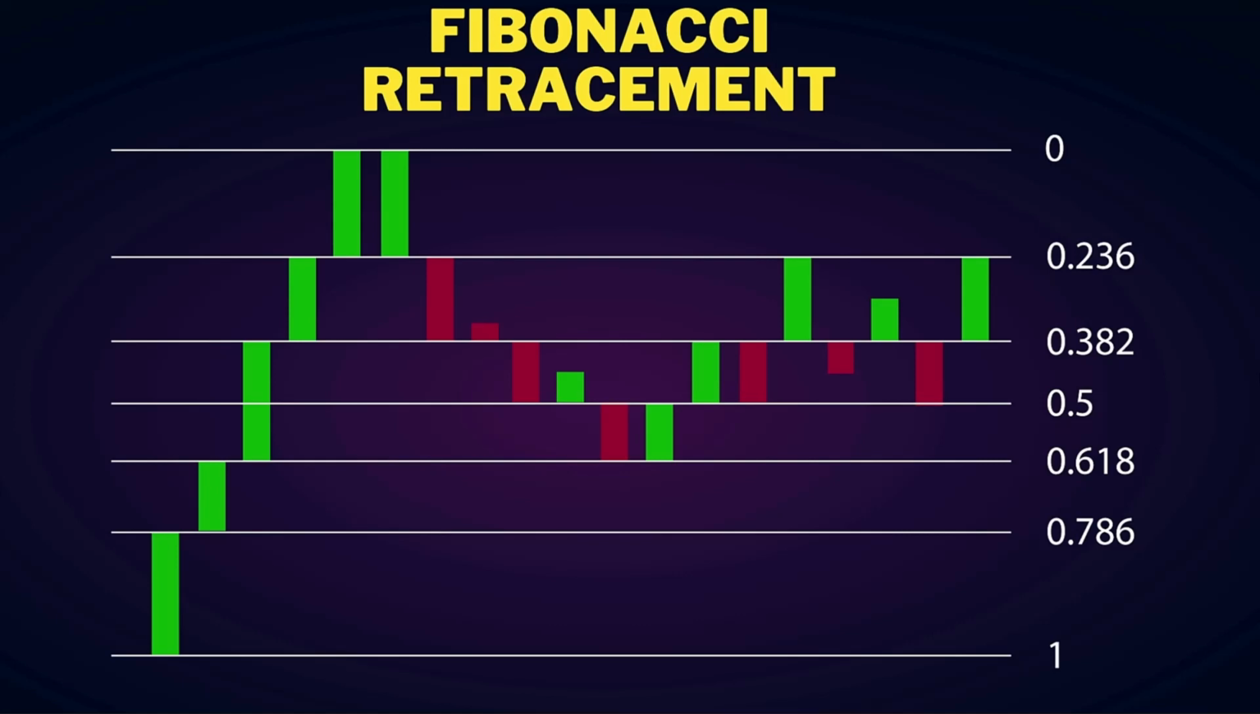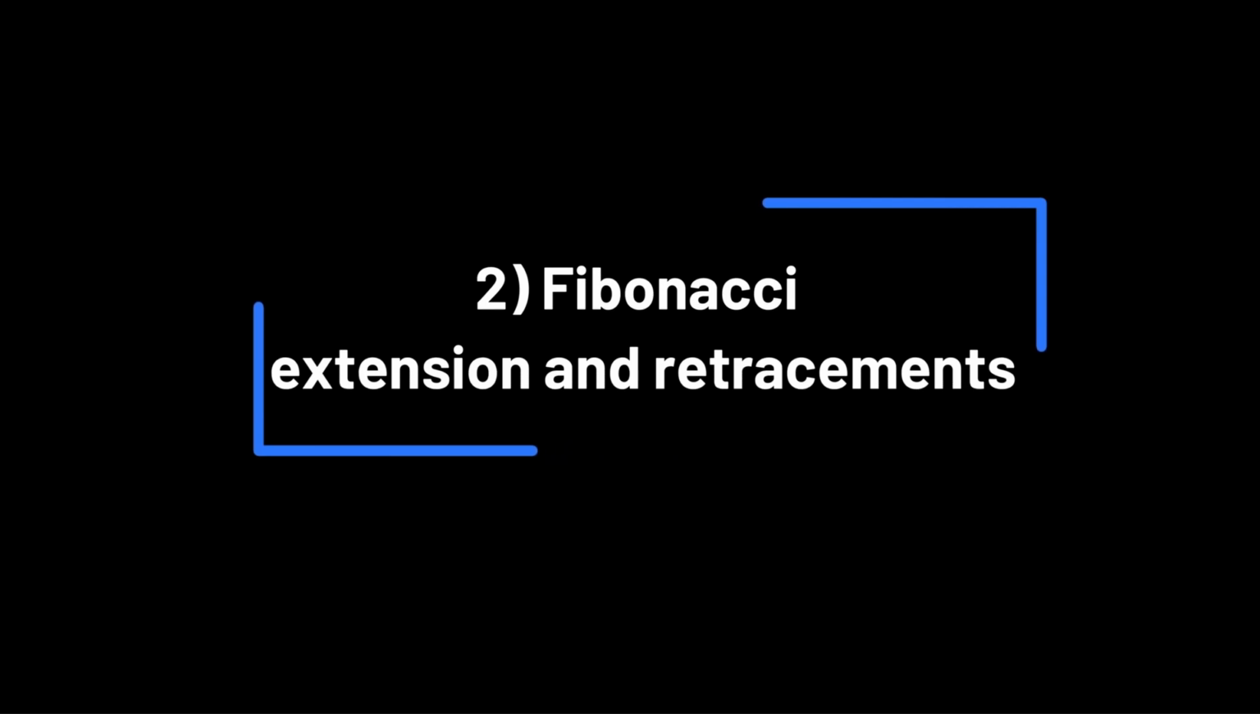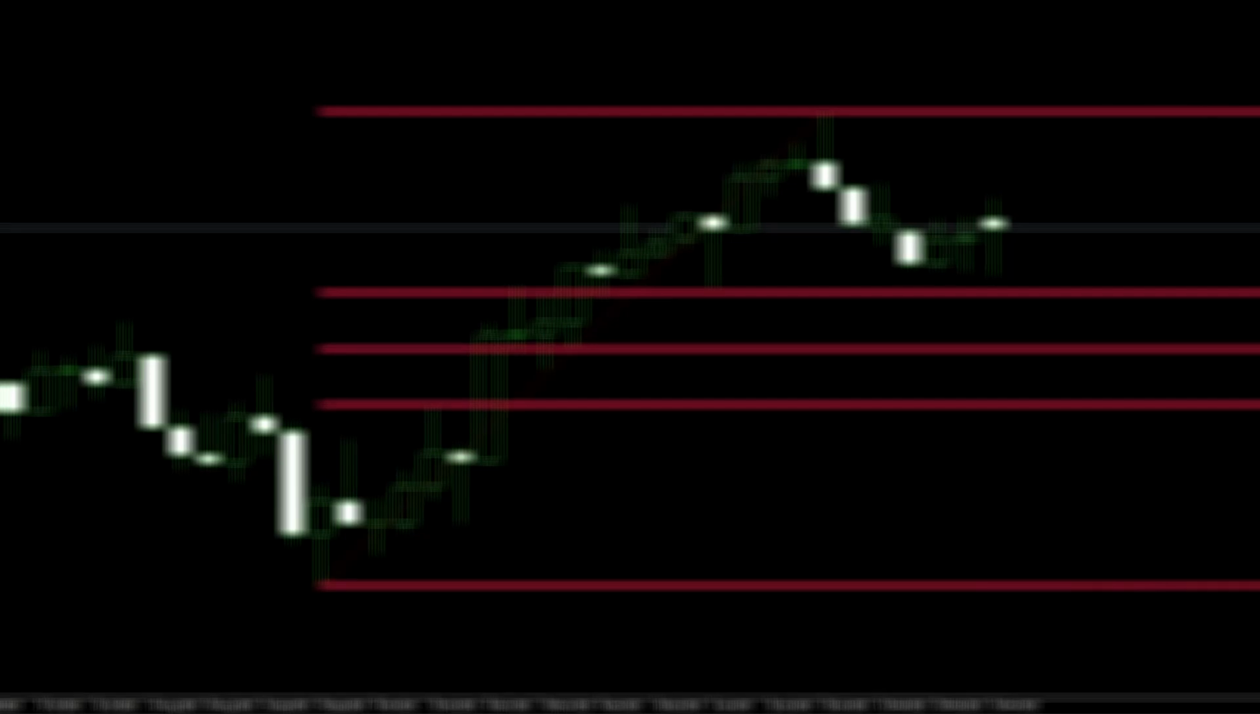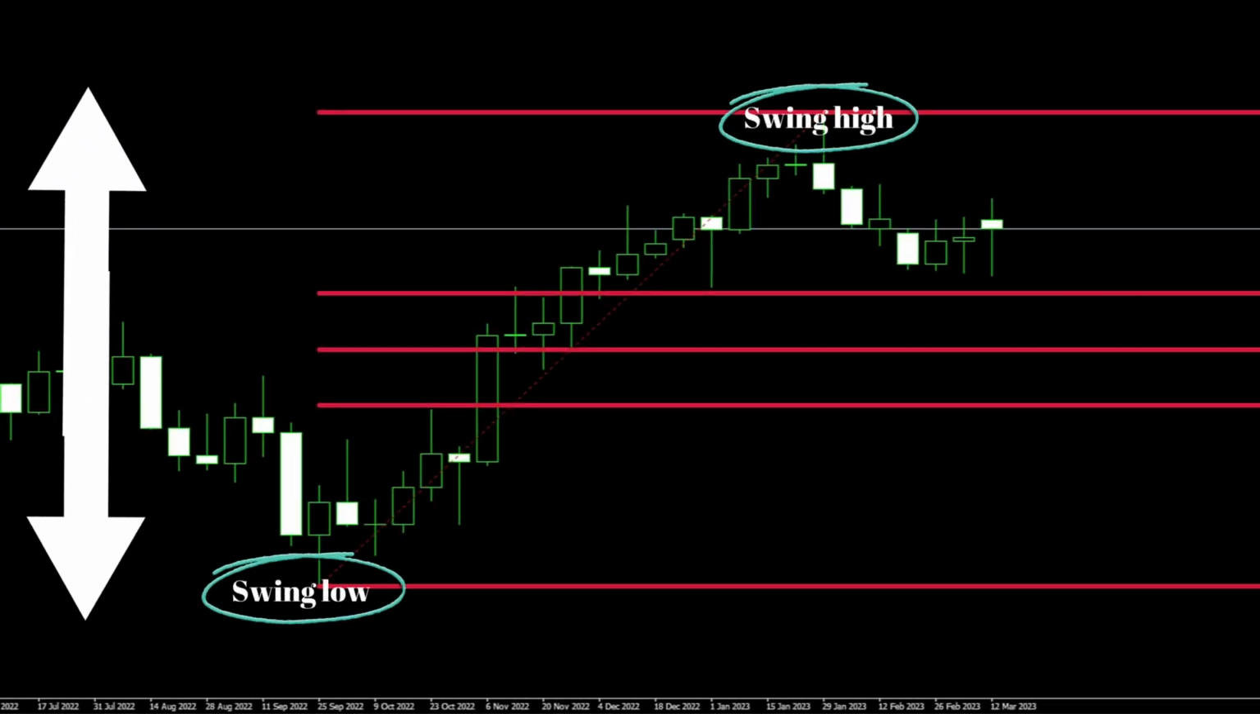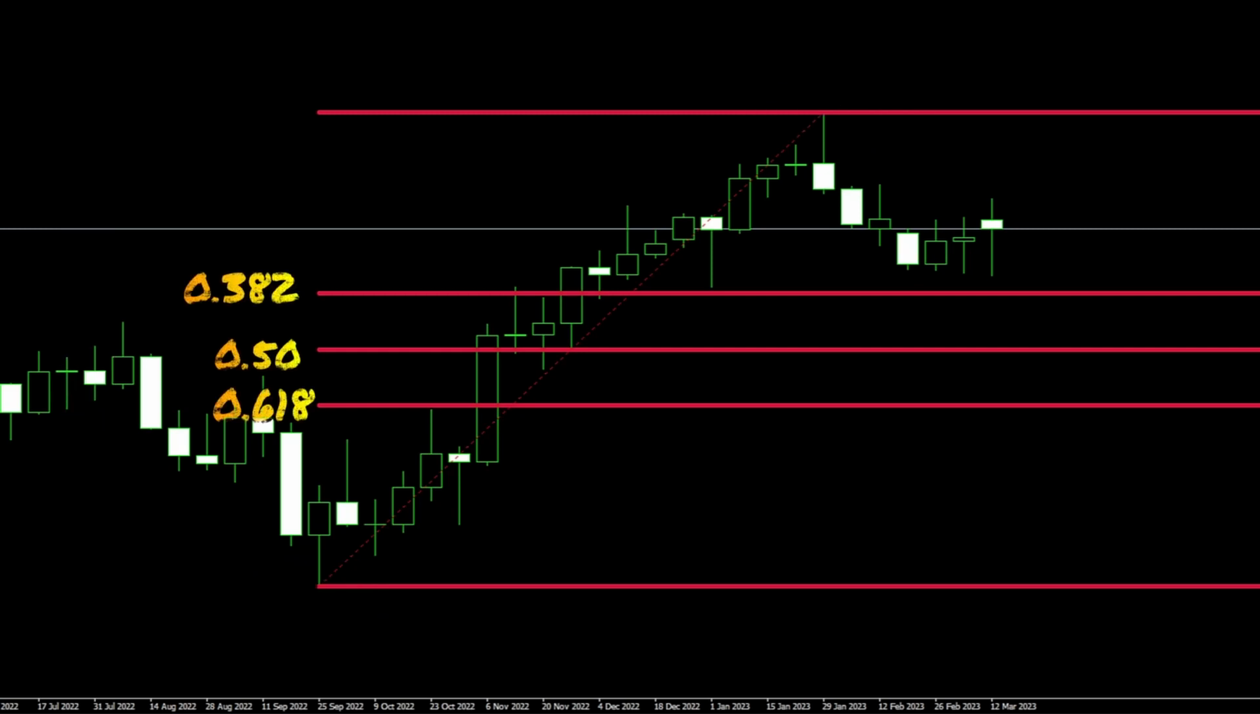To create Fibo extensions and retracements, we will need what we call swing high and swing low. These are significant points in a price movement. We will give more examples as we continue with this episode. Fibo retracement levels are horizontal lines that indicate the possible support and resistance levels where the price could potentially reverse. Even though Fibo is considered to be a leading indicator, it's not perfect.